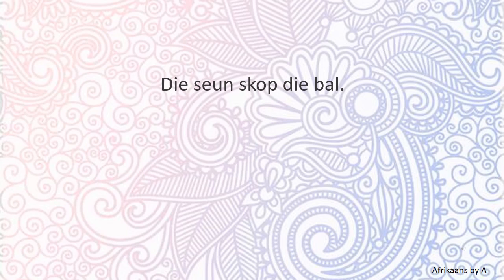Right, so here I have my sentence. Die seun skop die bal. What's the first thing I need to do? Identify my verb. For my younger viewers, identify means to look, to find. I need to find my verb, my doing word. So in the sentence, what can I do? Skop. Very, very nice. So skop would be my verb. I now label it and then I draw my line to show where my verb is going to go.